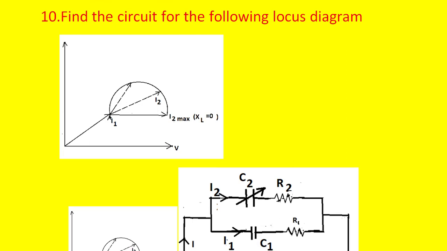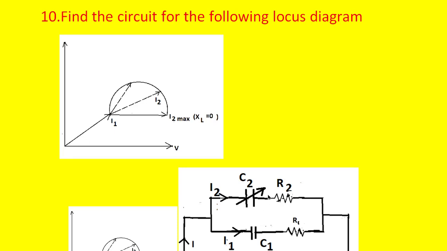Next, you have the maximum current here. That current is in phase with the applied voltage, which means it will have a fixed resistor but a variable capacitor. When the capacitive reactance is 0, we get the maximum current in this branch. So we get the current I2 maximum with XL equal to 0 and XC equal to 0.